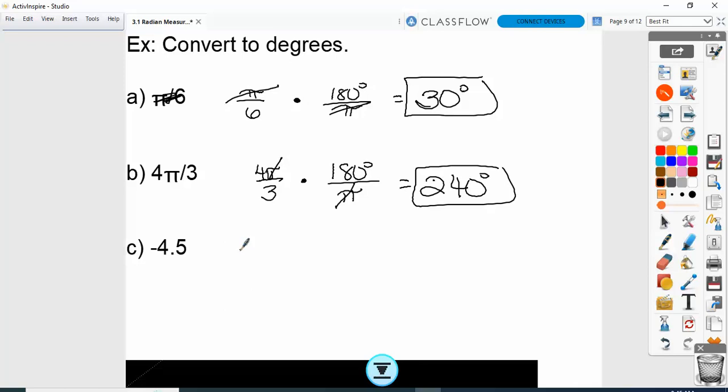C, negative 4.5. It doesn't have a pi on it. Does that mean it's degrees? No. If I wanted it to be degrees, I would put a degree symbol. So this is radians still. So we're still multiplying by 180 over pi.